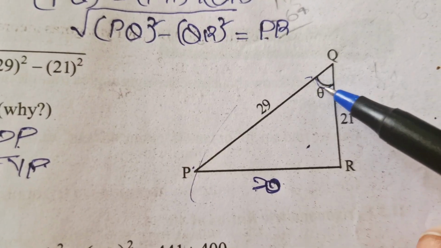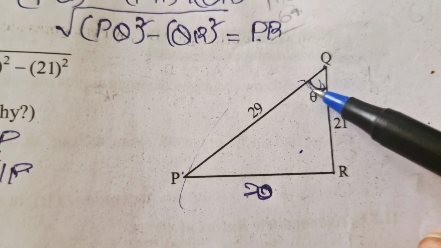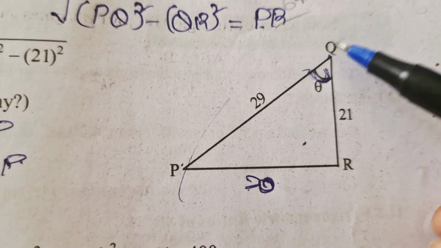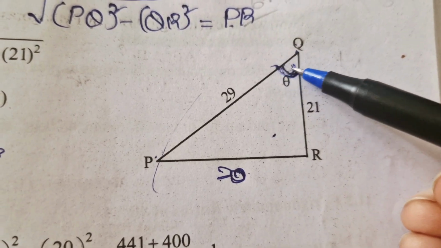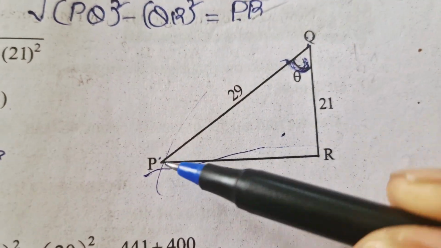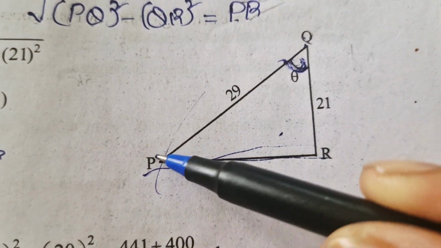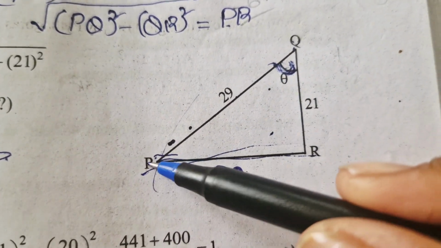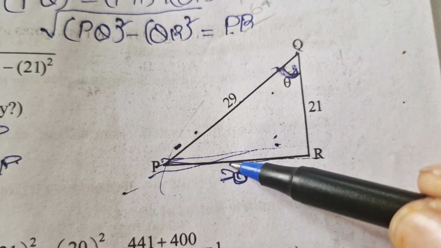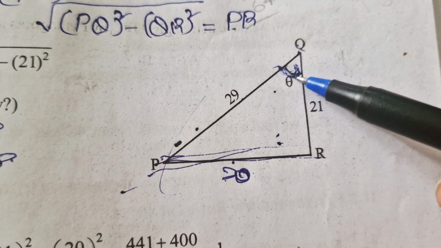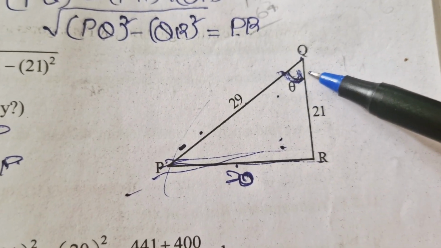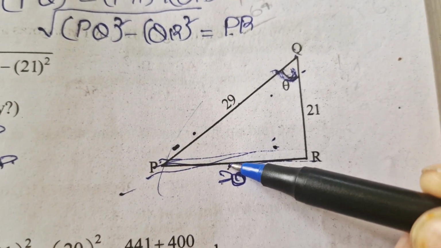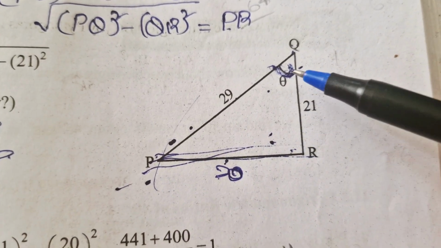Here theta is the angle. So here's the angle theta, at Q. So what is opposite to theta? This is opposite to theta, so this is the opposite side. This is not adjacent. If we take the Pythagoras theorem, it is the adjacent side because it is down. But here theta is given, so for theta, it is the opposite side. So PR is the opposite side of theta.